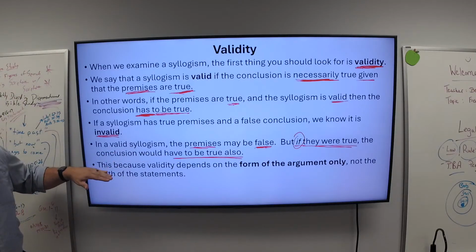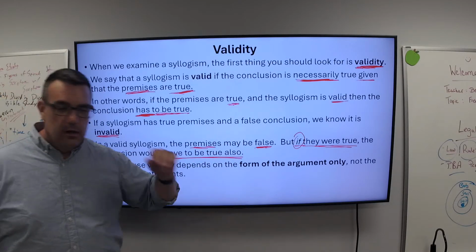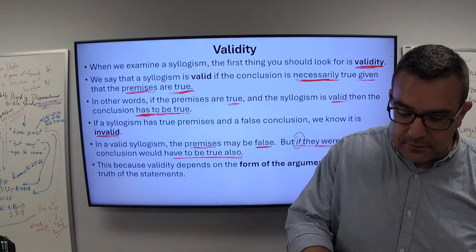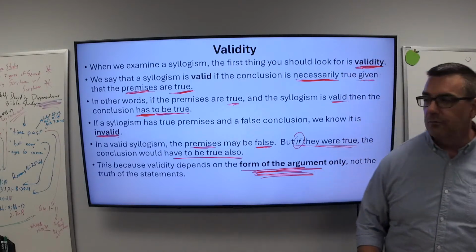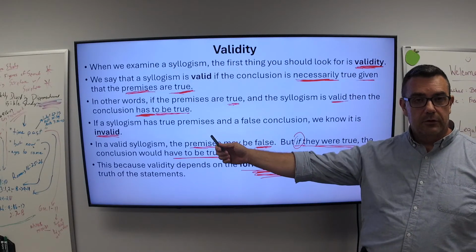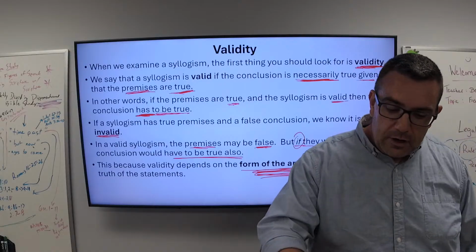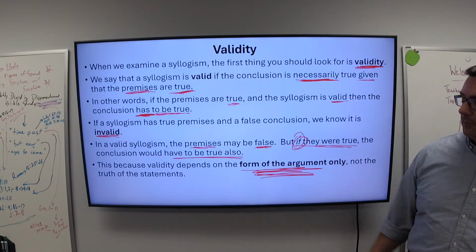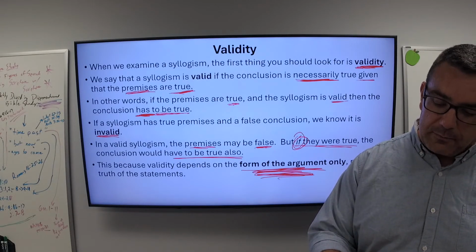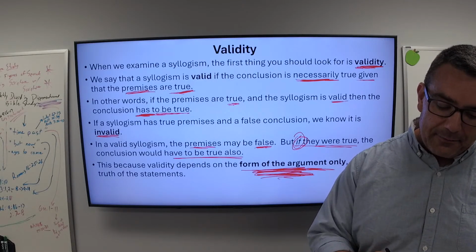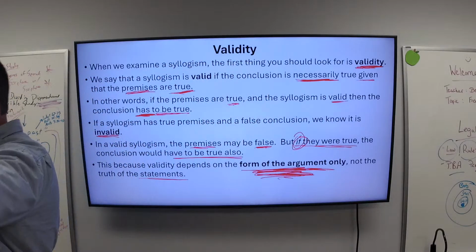Why is that? This is because validity depends on the form of the argument only. Validity is dealing, and I'm going to underline it a bunch of times, with the form of the argument only. It is not dealing with whether the premises are true. So I could have false premises, but you could have a scenario where if they were true, the conclusion would also be true. The reason is what I've underlined: validity depends on the form of the argument only, not on the truth of the statements.